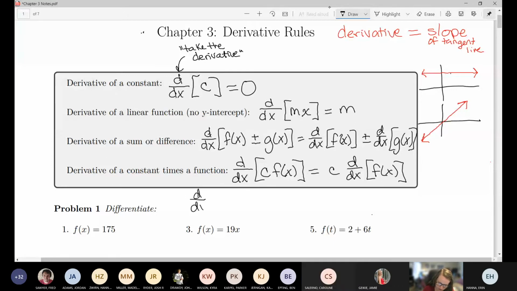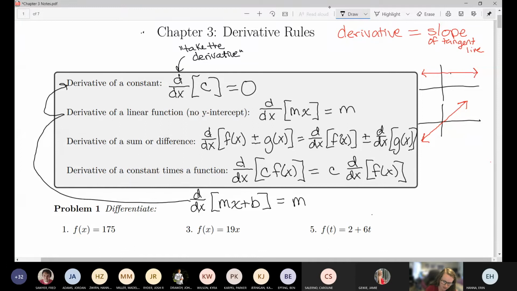So I said the derivative of a linear function without the b, but what happens if we tack on the b? Well, if you just think about this in terms of slope, what's the slope of that line? It's still just m. And this is essentially a combination of all three of these rules together. It's taking that sum and saying, what's the derivative of mx? Well, that's m. And then I have to add that to the derivative of b, which is 0. So technically, this is like m plus 0, which is just m.